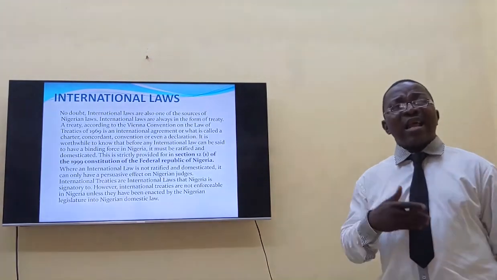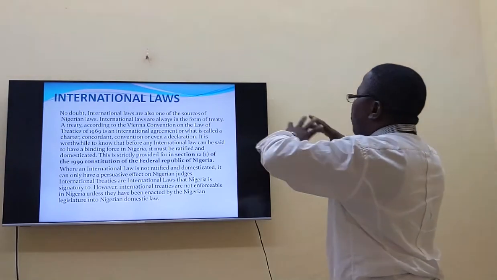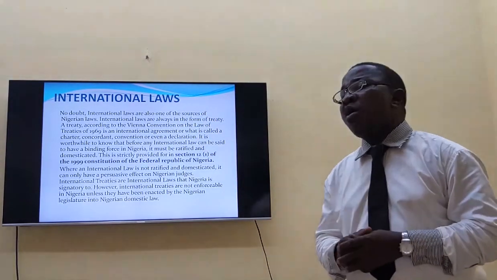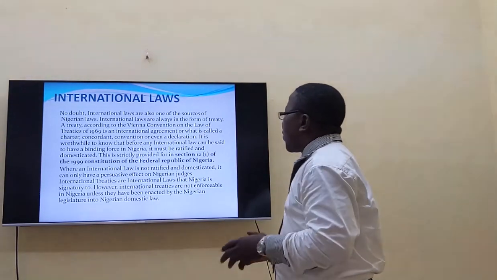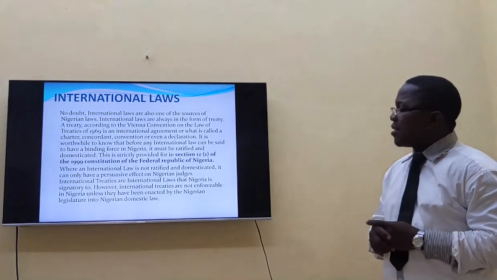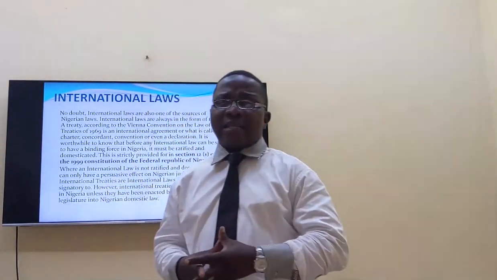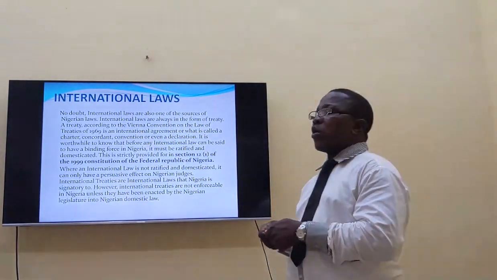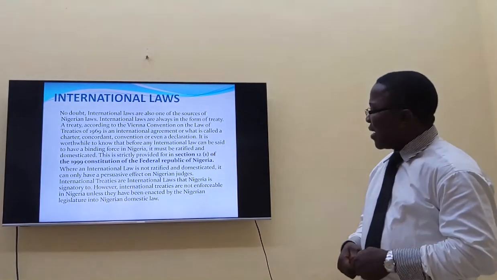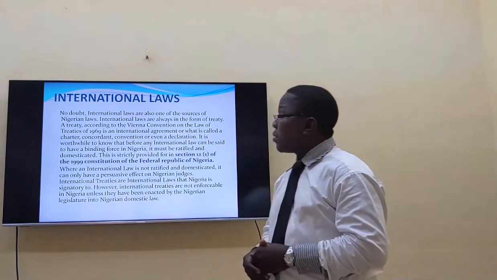So we have international laws. In international laws, like we said before, there are treaties, agreements, and conventions of various nations coming together, such as United Nations conventions on children, on women, and all those. But in Nigeria, according to the Constitution, for such a law to be operational in Nigeria, it must be domesticated. So there is what we call domestication of these laws. Once it is domesticated in Nigeria, it becomes a law in Nigerian jurisprudence.